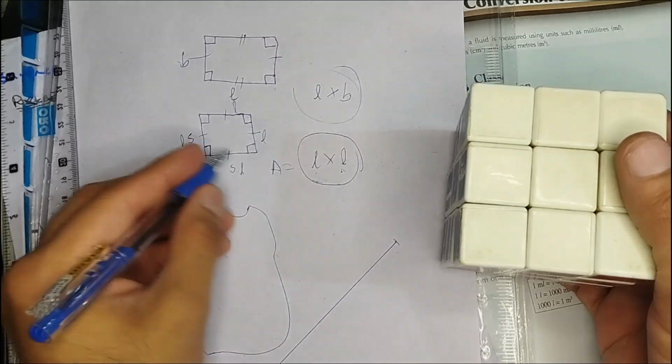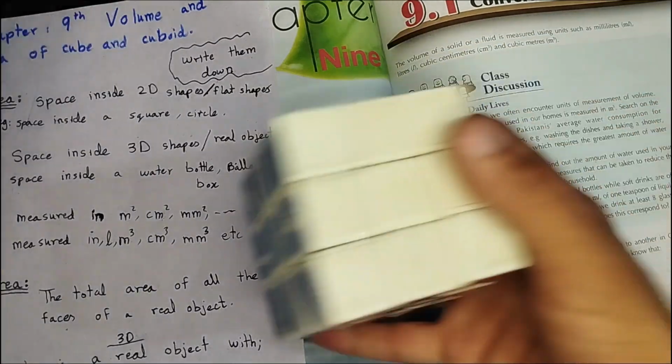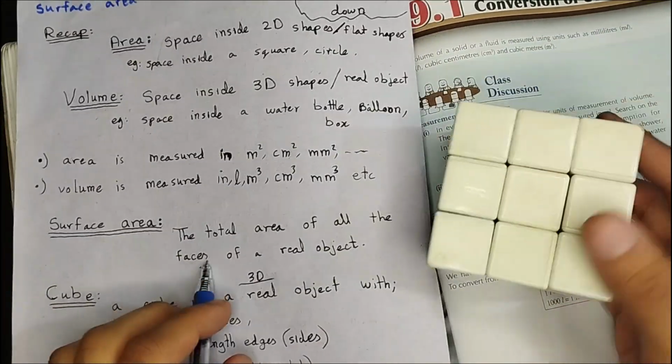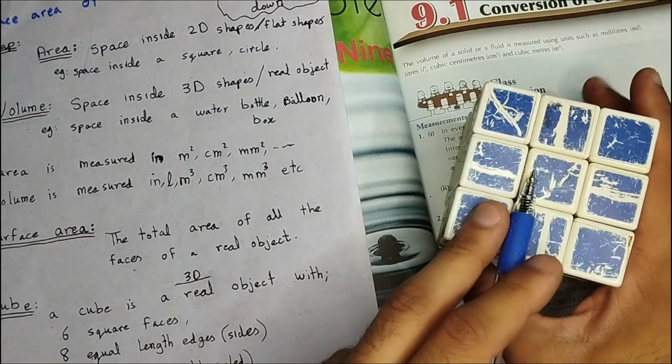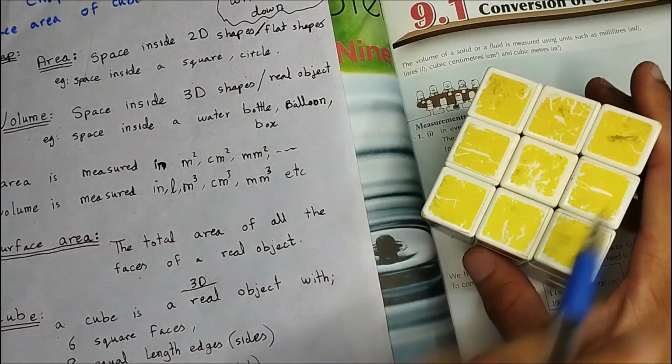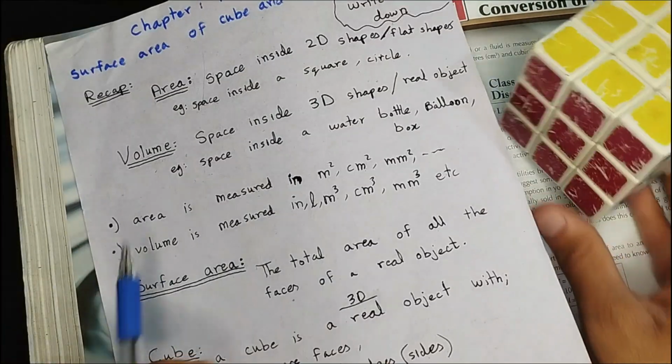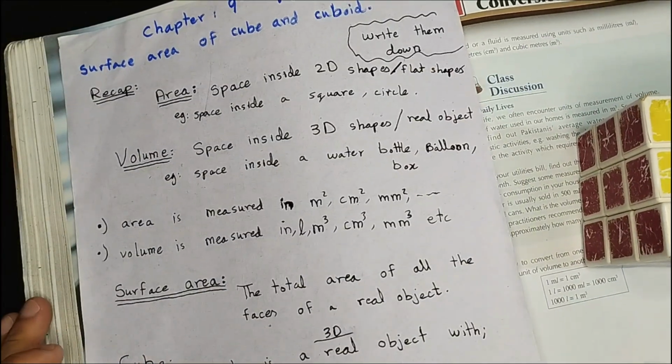Length multiplied by length for a square, right? So, total area of all the faces. For example, I have this length multiplied by length of this one, length multiplied by length here, length multiplied by length here. If I add all of them together, that will be the total surface area, okay? That's what surface area means.